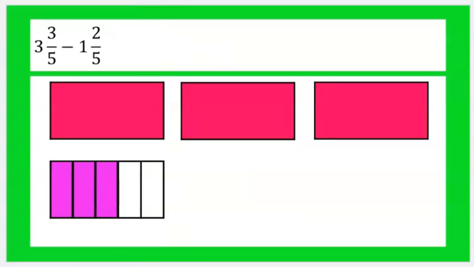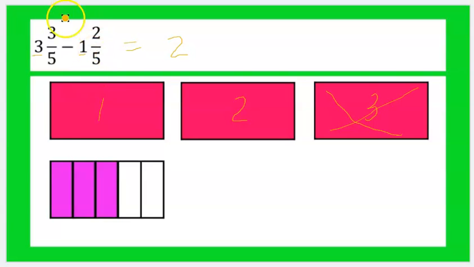So here we have a subtraction problem. This one is 3 and 3/5 minus 1 and 2/5. So just like we did when we added mixed numbers, we're going to subtract mixed numbers. So I first look at my whole numbers, 3 minus 1. So I have 3 boxes here, 3 whole numbers, 1, 2, and 3, and I take one of those away. So when I take one of those away, I'm left with 2 whole numbers. 3 minus 1 equals 2.